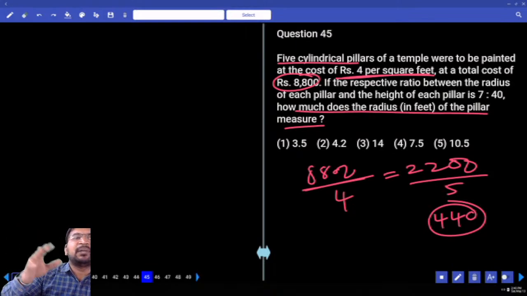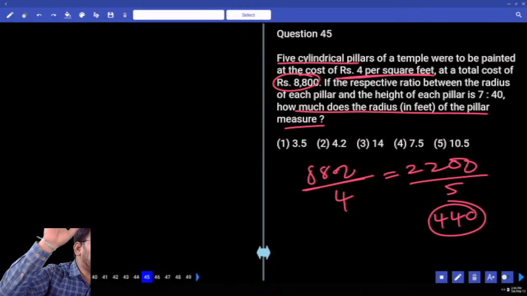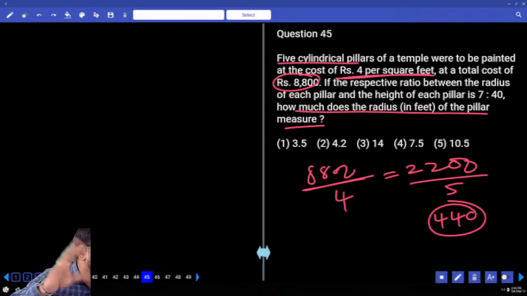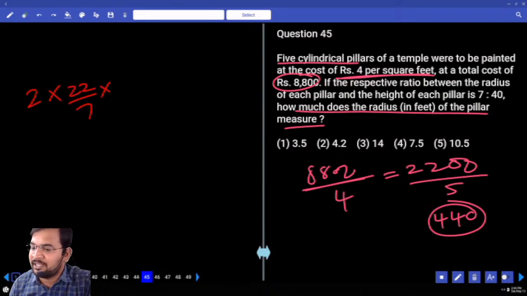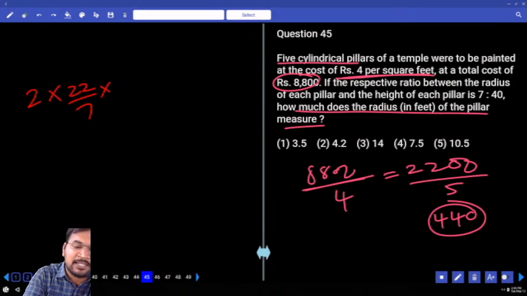Painting is not done for volume; painting is nothing but surface area. So it is 2 pi R H, which is 2 into 22/7 into R into H. The radius of the pillar is 7 parts, 7x, and H is 40x. That is equal to 440.